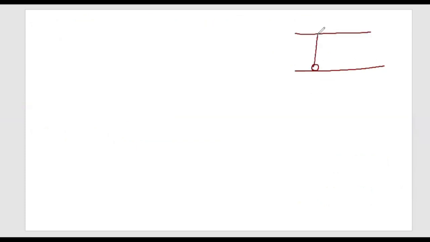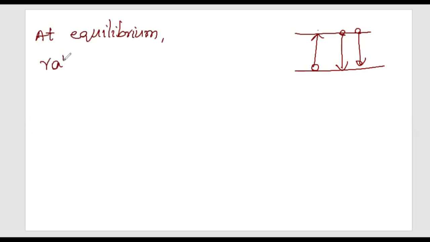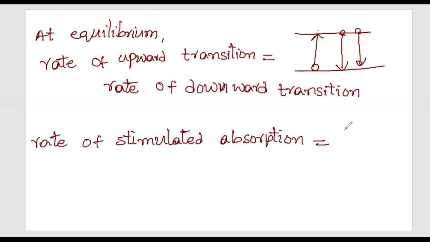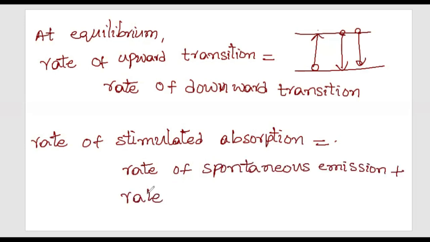So once the atoms go to the higher energy levels, continuously they come down and again the absorption will take place and again spontaneous or stimulated emissions will take place. So the upward and downward transition processes will take place continuously, and at equilibrium, the rate of upward transition is equal to the rate of downward transition. In the rate of upward transition, we are having only stimulated absorption. So the rate of stimulated absorption is equal to, in the rate of downward transition, two processes, that is spontaneous emission and stimulated emission. So the rate of spontaneous emission plus the rate of stimulated emission.